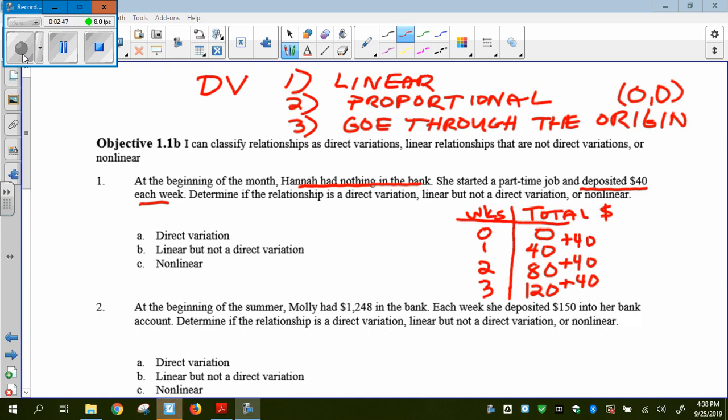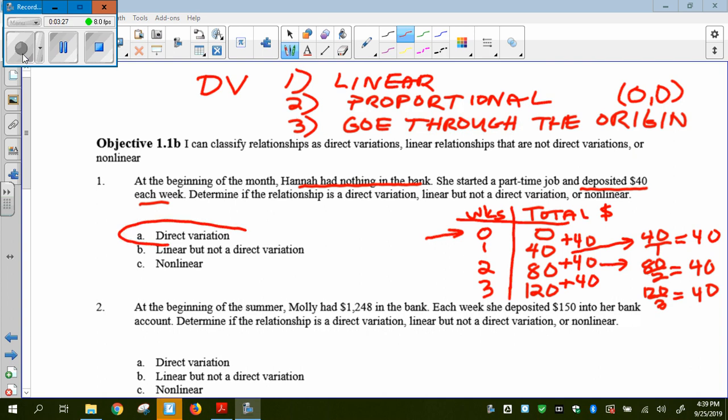It's linear. And then to see if this is a direct variation, you could look at two things. You could say, since it starts at 0, 0, you know it's a direct variation since it goes through the origin. And the other way you could do it is by looking at the ratios of the total amount of money to the number of weeks. 40 divided by 1 equals 40. 80 divided by 2 equals 40. And 120 divided by 3 equals 40. So all these ratios are the same. That means this is a proportional situation. So we're going to say, A, this is a direct variation.